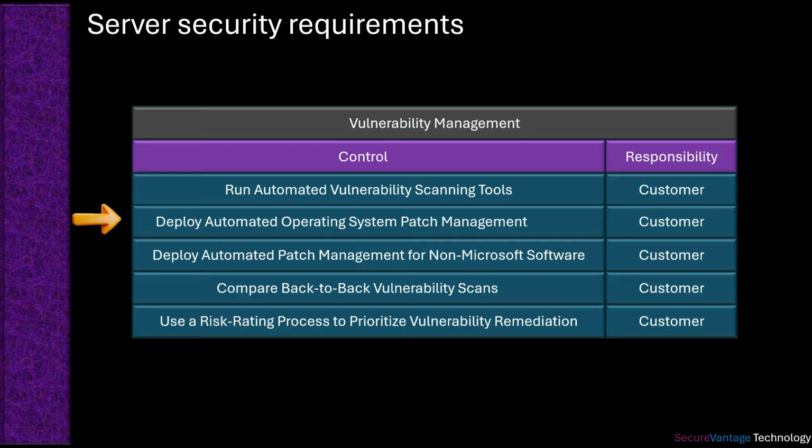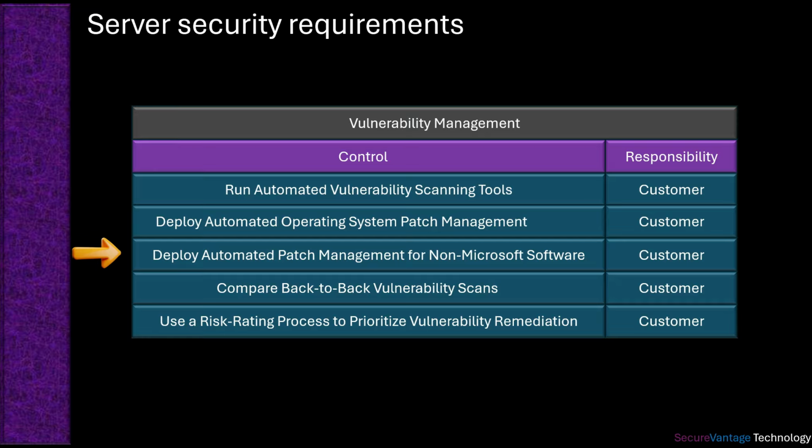Second control is deploy automated operating system patch management. Once you have found any vulnerabilities, the next step is to fix them. This is where patching comes in, like repairing a broken window or reinforcing a door. For your servers, you can use the Azure Update Management solution, which automatically manages updates and patches for your VMs. It makes sure that the operating system is up to date and protected against known vulnerabilities. It's like having a handyman who regularly comes in to fix any issues.